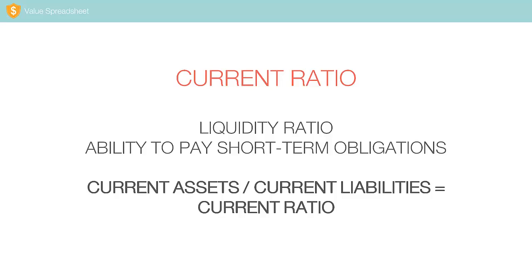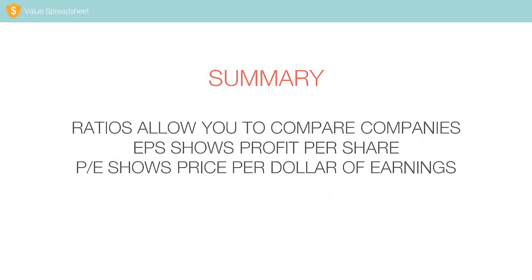What you want is a company which has way more money than bills, so the current ratio should be at least 1, but preferably 2 or higher. You can find the formulas and explanations for all these ratios in the glossary document, which is part of this module. To summarize, financial ratios allow you to compare companies and get a better idea of how well they are performing. Earnings per share shows you how much profit a company is making for each stock it has issued. The price-earnings ratio is a valuation ratio, or multiple, which shows you how much investors are willing to pay for a stock per dollar of income.